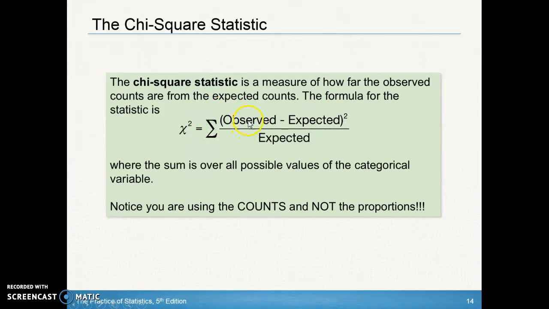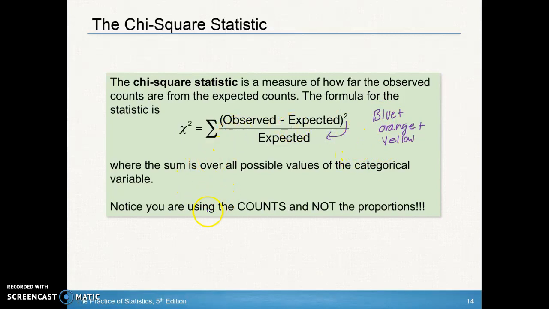So we take the blue, observed minus expected, squared, divided by expected. Then remember that sigma means I'm adding them together. So we'd find it for the blue, and then we'd find it for the orange, and then we'd find it for the yellow, and we would add all of those together. Observed minus expected squared all over the expected. Add each of those together, and that is going to give you your chi-square statistic.